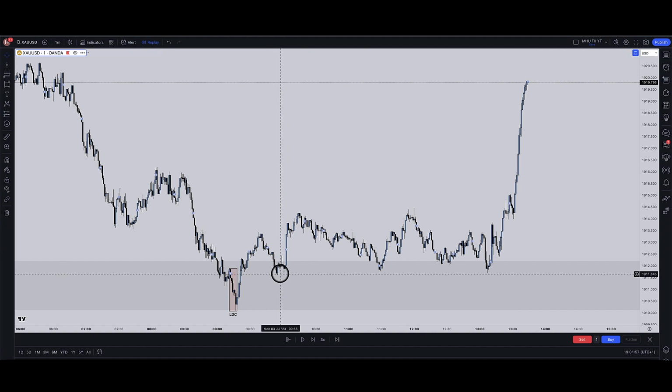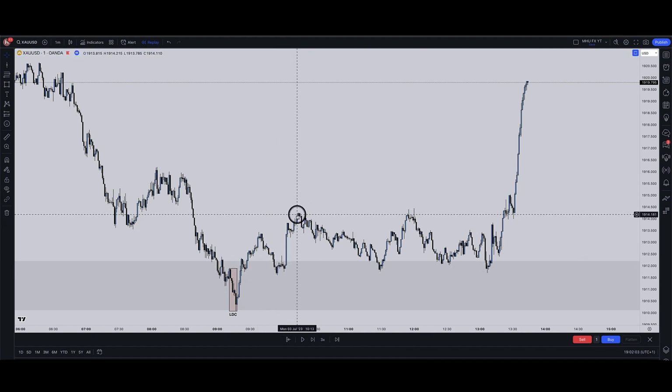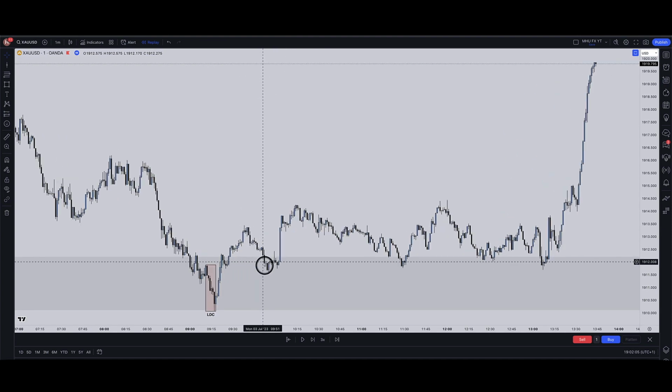Look at this. I entered here. When price expanded and pushed up higher, some people would have moved their stop loss into profit here. Oh, yeah, we've taken out this high now, 1913. Now let's move your stop loss into profit. And look at that, price came back down here. If you had moved your stop loss, you would have been taken out. But this is why I don't move my stop loss.